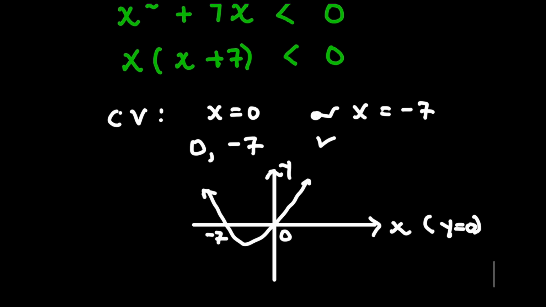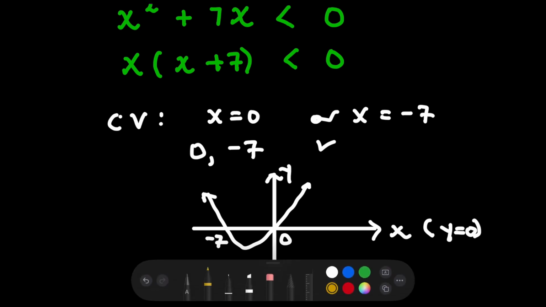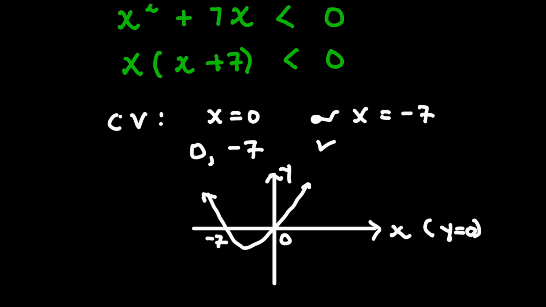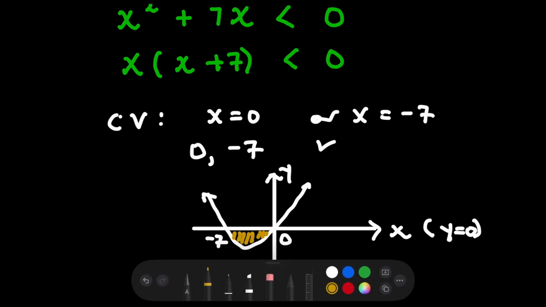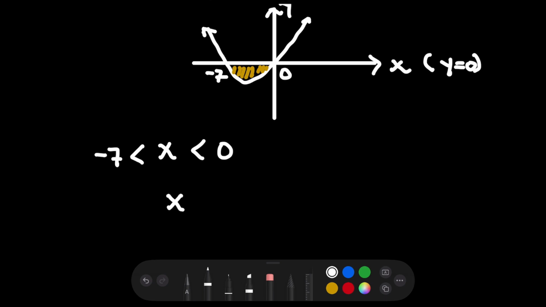Now, when you are solving this graphically, we are being asked, if it's x multiplied by (x plus 7) less than 0, where is this graph below the x-axis? And that is the case here. Do you guys see that? So we simply need to express that now. We express that as x is between minus 7 and 0.